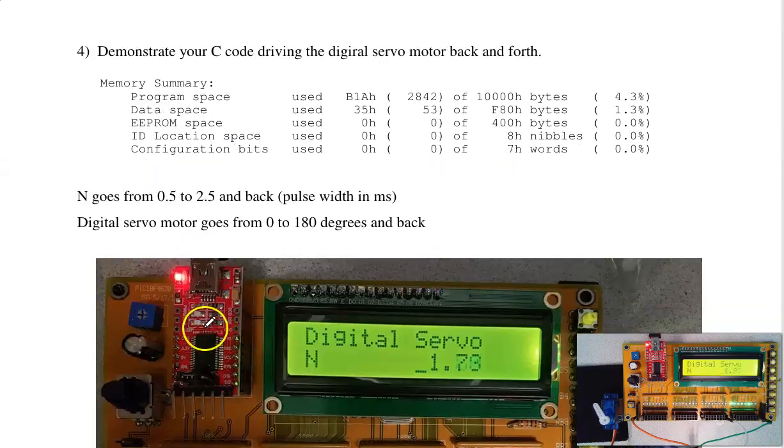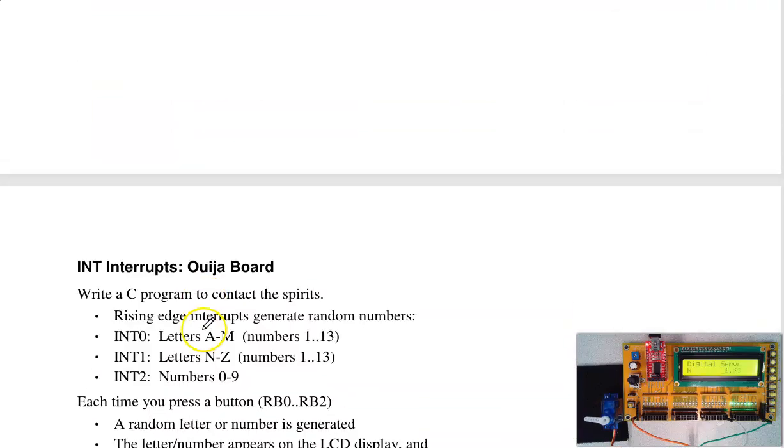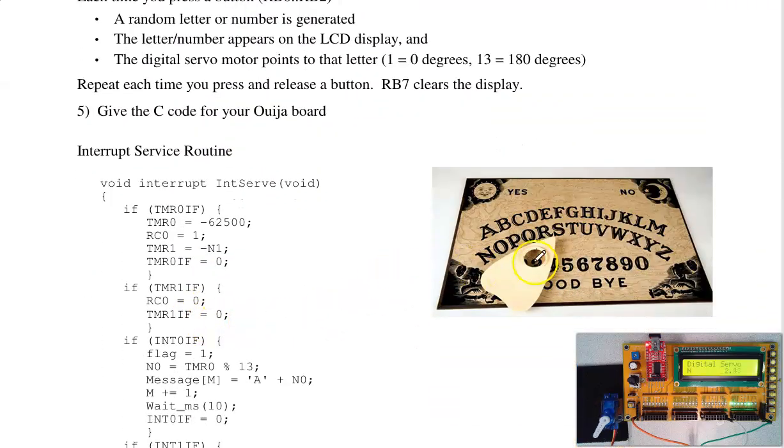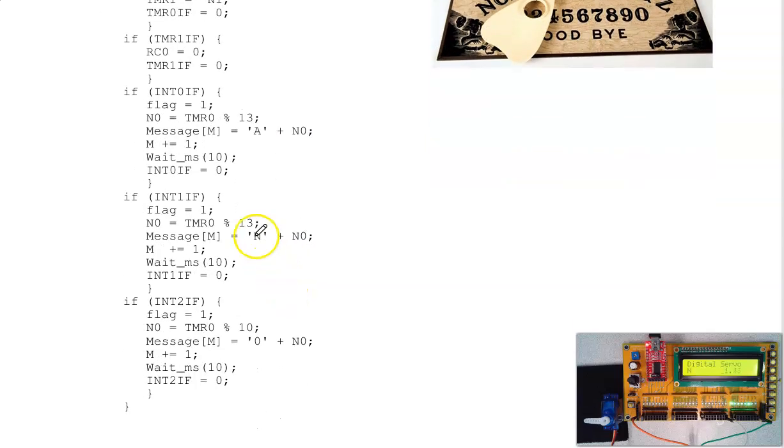Now the last part is to build an Ouija board. So within the Ouija board, I'm going to hit a push button that triggers an INT interrupt. It will then pick a random number, go back and forth, and then point at a letter. So here's the INT interrupt. When it happens, it generates a random number. Here I'm just going to use timer 0, counting really, really fast in the background. Timer 0 mod 13 is my random number.